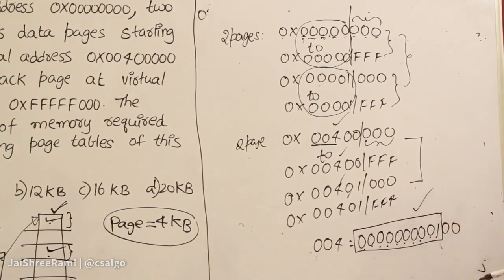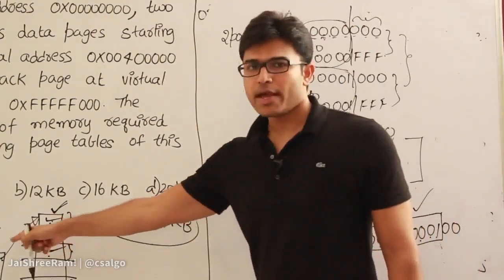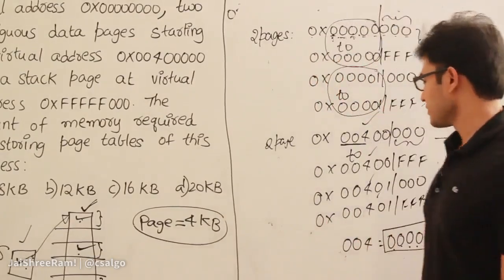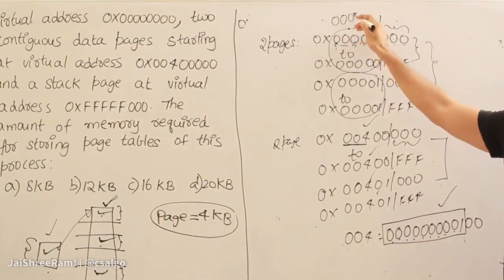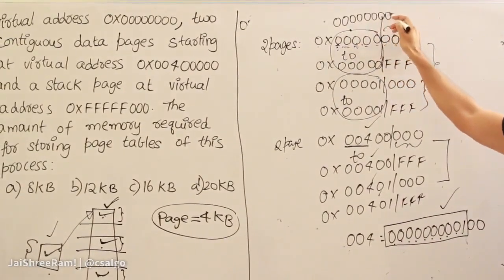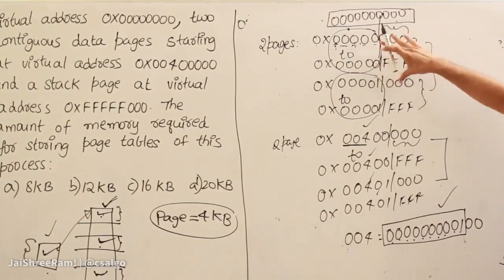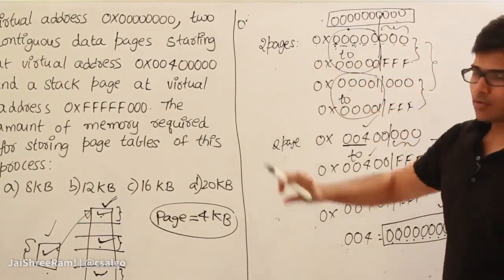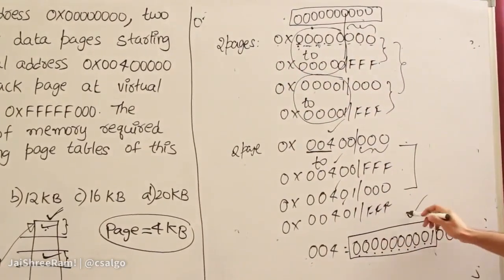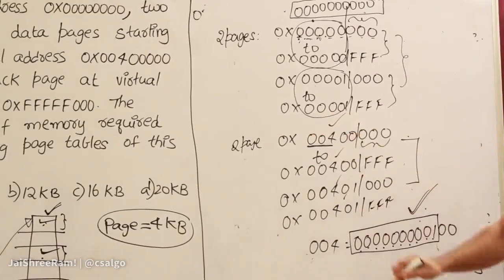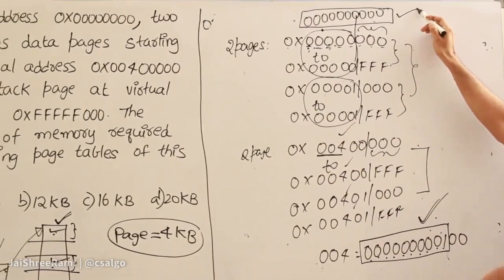And now these most significant 10 bits are going to be used in order to index into the outermost page table and refer to one of the pages of the innermost table. So here we are referring to 0 0 0 0 0 0 0 0 0 0. This is the index which we have used in order to refer to these two pages from the outermost page table. And coming to the next, these two pages, this is the index which we are going to use into the outermost page table.